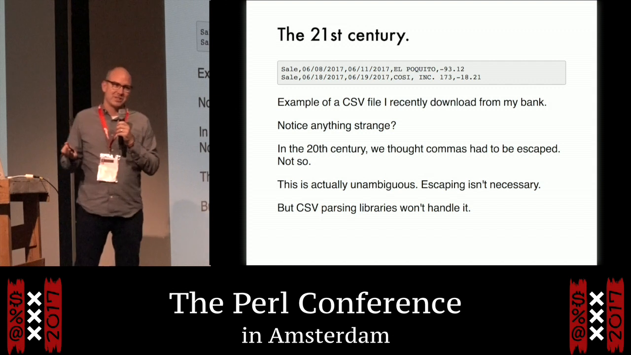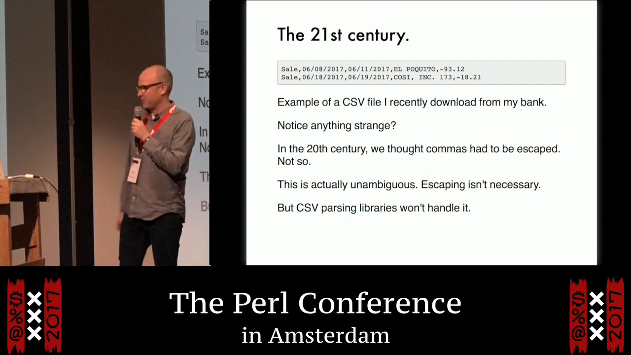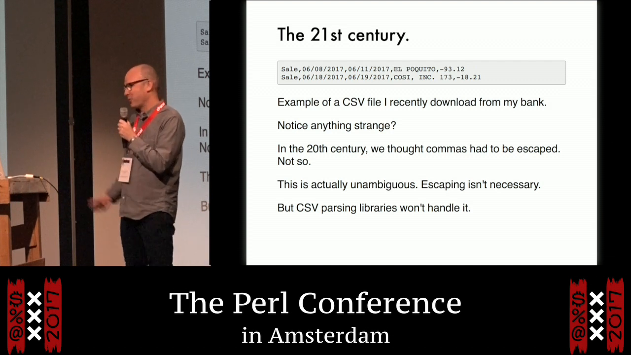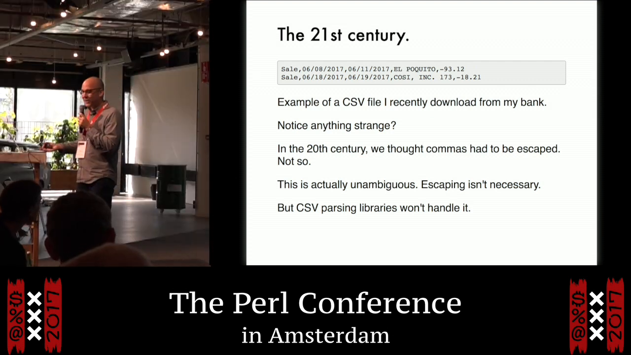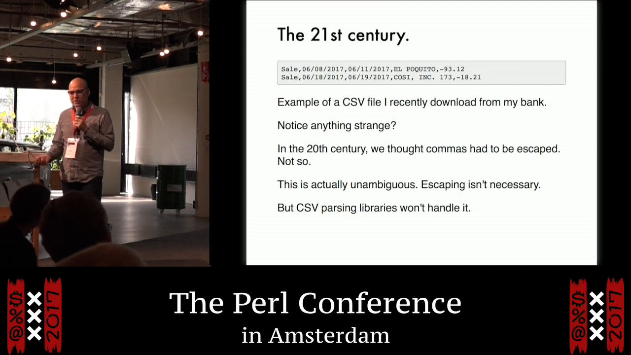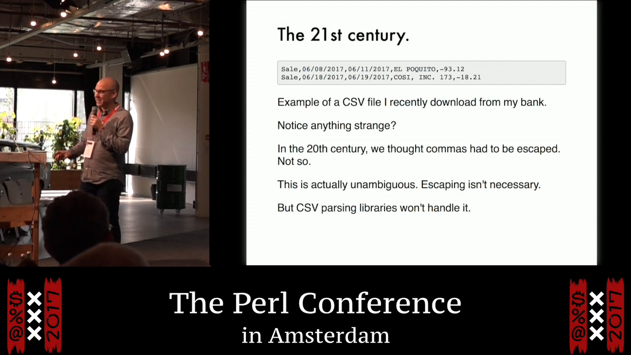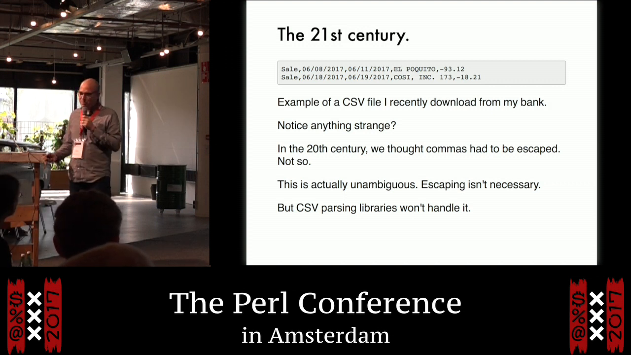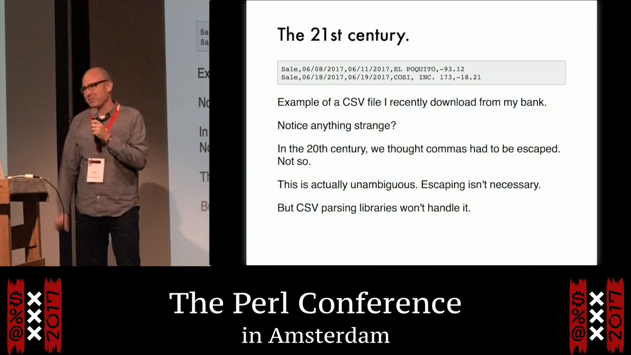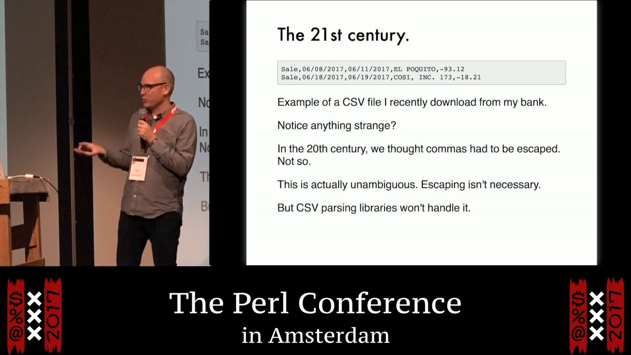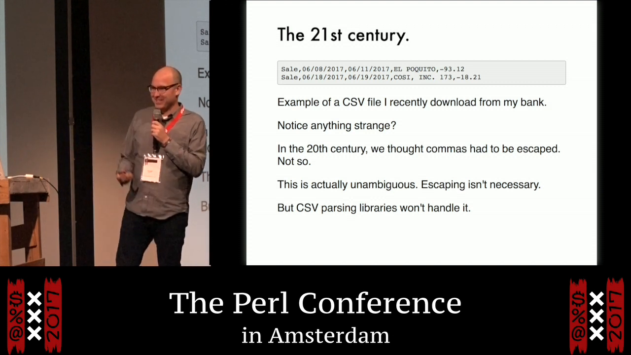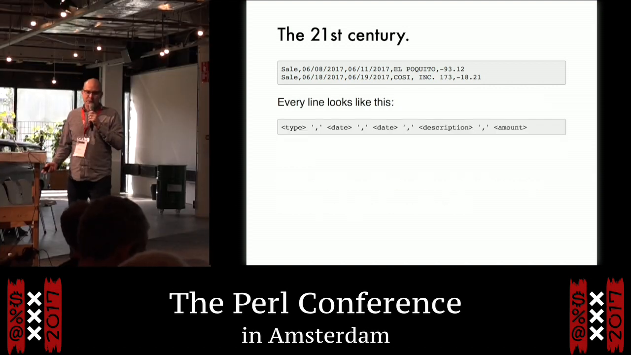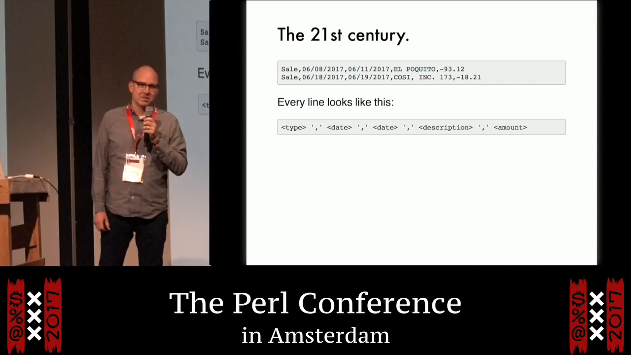And obviously, since this was a bank with a $2 trillion net worth, they couldn't possibly have made a mistake in the format. So I realized that actually in the 21st century, we have CSV files that don't need to have the commas escaped in the fields. The only problem is a lot of our CSV parsing libraries haven't caught up with this new way of representing data in CSVs. But really, if you look at it, it's a pretty simple format.